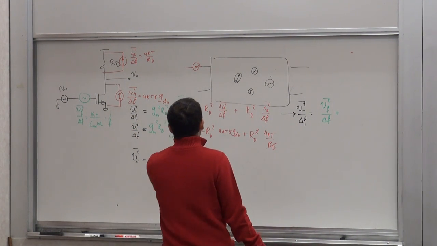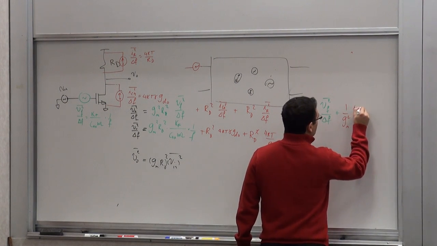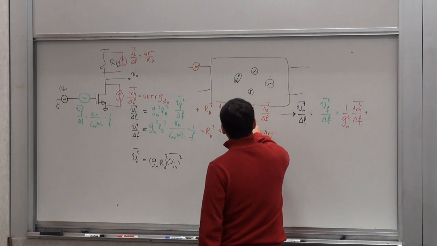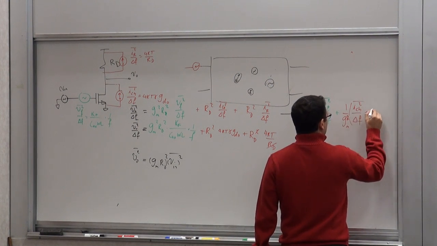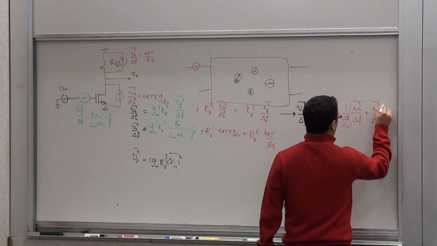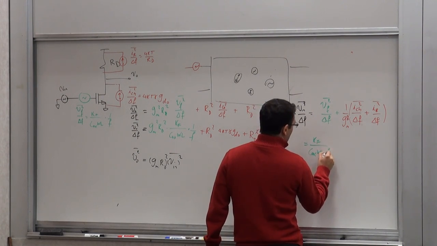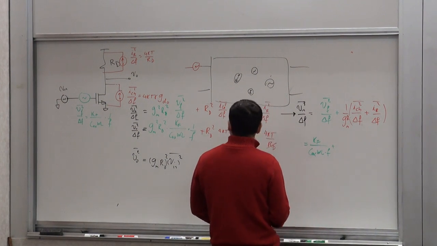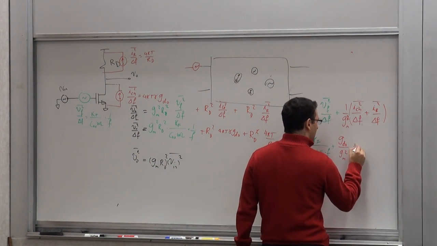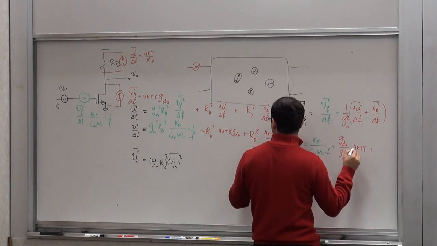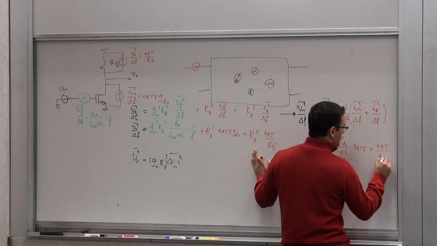How about the other sources? Well, this guy, the channel noise, gets divided by gm squared RD squared, so you get 1 over gm squared I channel squared over delta f, plus this guy, the same thing, so you can write it like this, 1 over gm squared times I channel squared plus I r squared over delta f. Now if I expand them, I get kf over Cox W L f plus, now 1 over gm squared of this guy, so it gives me gd0 over gm squared times 4kT gamma plus, this is 4kT over RD, so it gets 4kT over gm squared RD.